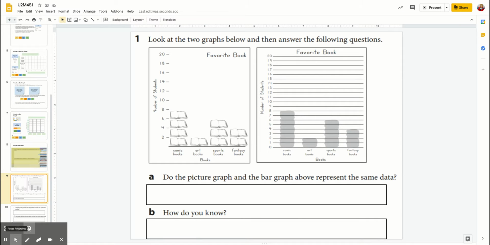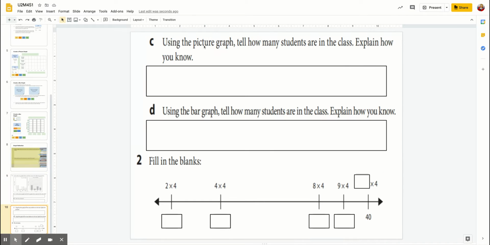Now, page 67 in your student book has these 2 graphs. Do the picture graph and the bar graph above represent the same data, the same information? How do you know? And using the picture graph, tell how many students are in the class. Explain how you know. Using the bar graph, tell how many students are in the class. Explain how you know. And then complete this number line. So that is it for math today. Have fun with this. This is super, super cool.